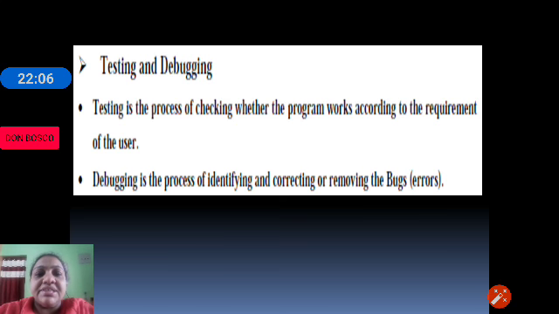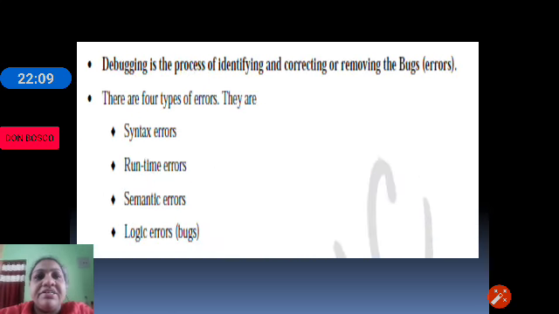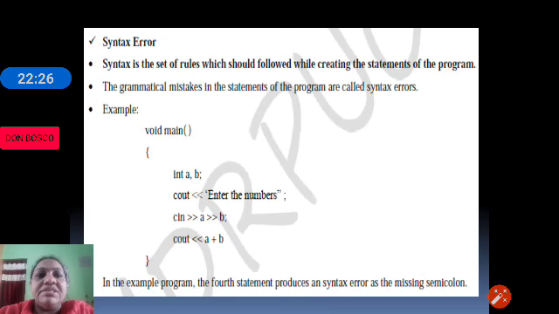Errors mean mistakes. So let us see the different types of errors. There are 4 types of errors: syntax errors, runtime errors, semantic errors and logic errors. Let us see what these errors are. First, let us check syntax errors.